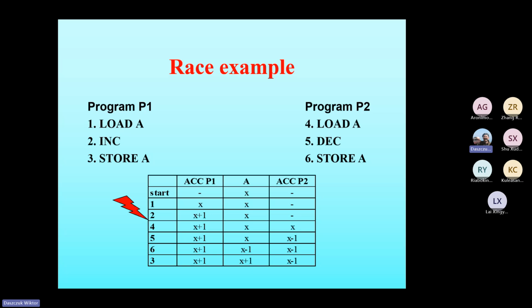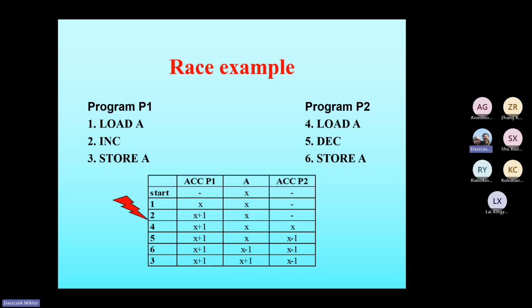So we have step 4. We loaded A to the accumulator of P2. We decremented it, and we stored the result to A. And program 2 finished. We come back to the program P1, which waits inactively. We load the context of program P1. There is one instruction to finish. We execute this instruction that stores the value X plus 1 to variable A.